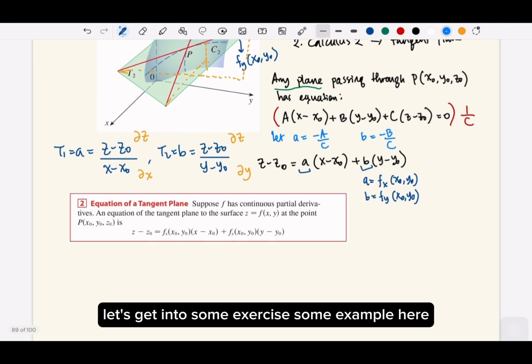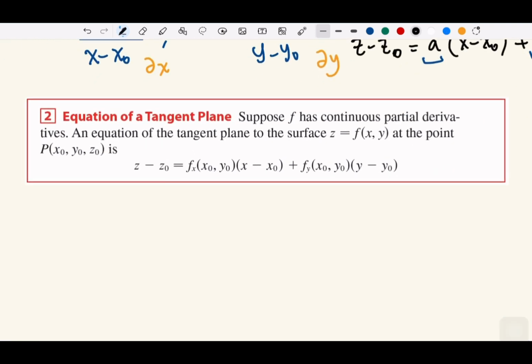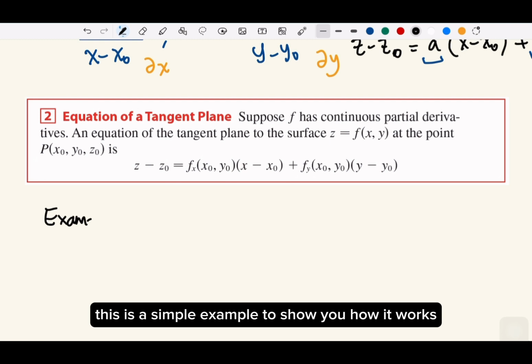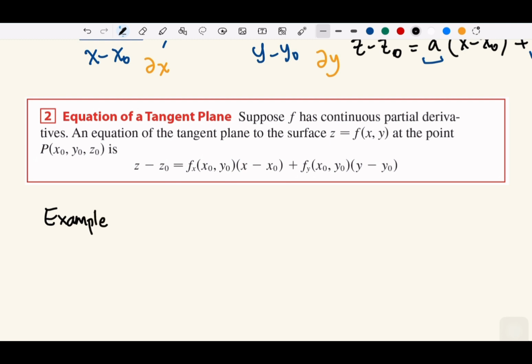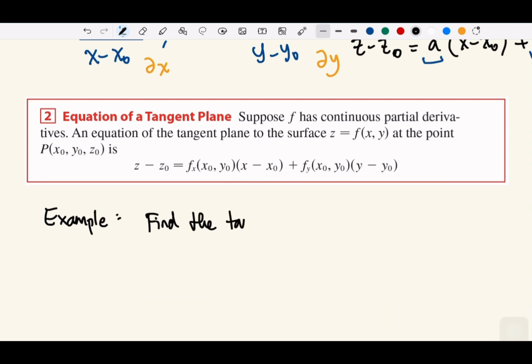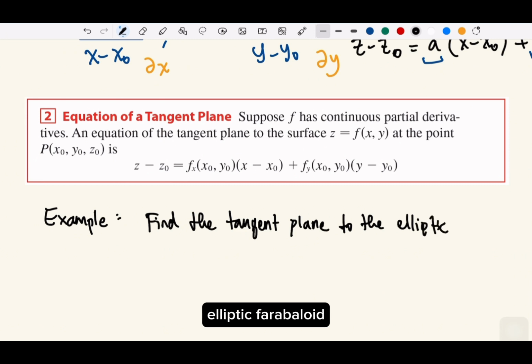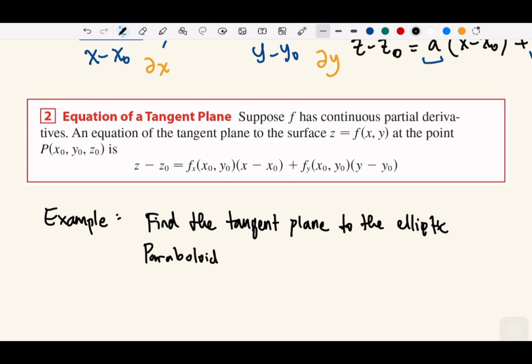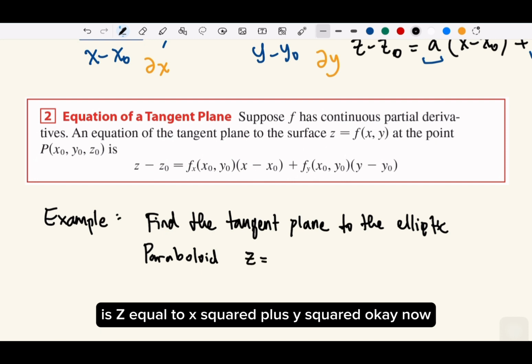Let's get into an example. This is a simple example to show you how it works. We want to find the tangent plane to the elliptic paraboloid. I hope you still remember the name; if not, you can check the function. The elliptic paraboloid is z equals 2x squared plus y squared.